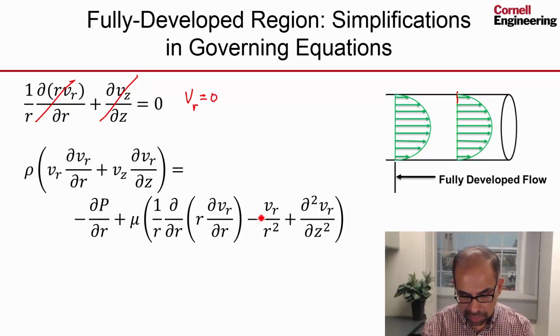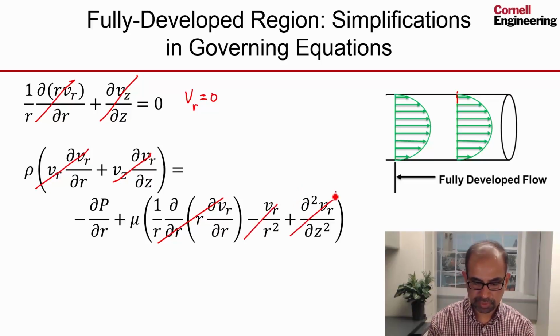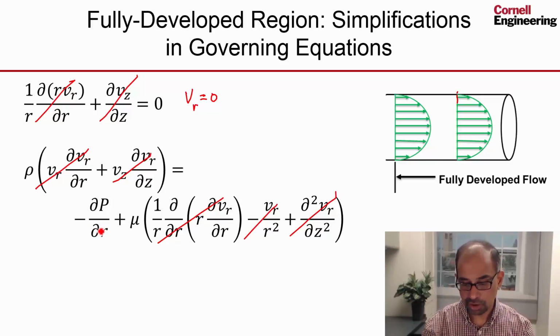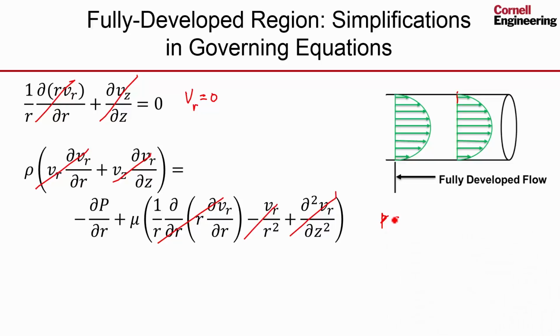Here's F equals m a in the radial direction, and since v sub r is 0, that's 0, that's 0, that's 0, and that's 0. That means the pressure gradient in the radial direction is 0, and the implication of that is that pressure is only a function of the axial coordinate.